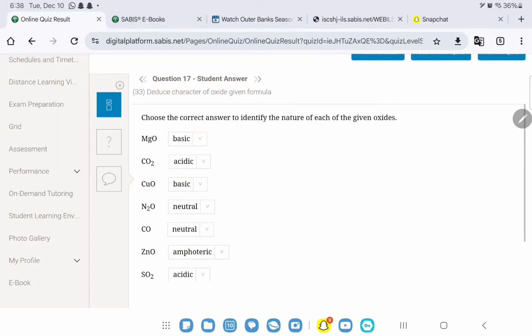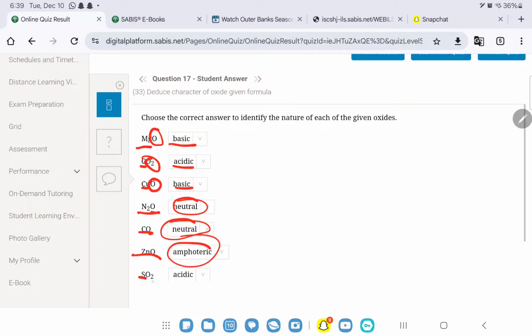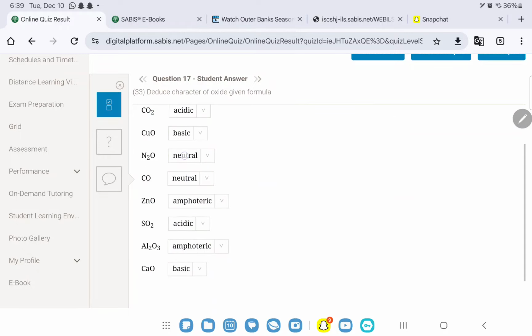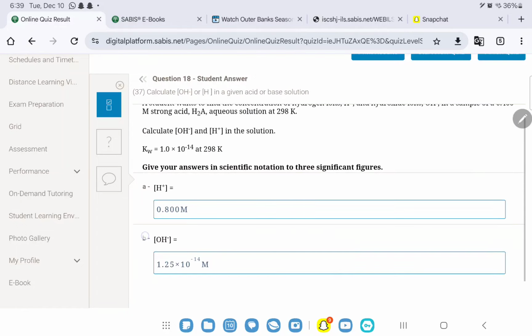Okay, here we have our oxides. Metal oxides are basic. Non-metal oxides are acidic. N2O is an exception, it's neutral. CO is also an exception, it's neutral. ZnO is an exception, it's amphoteric. S, a non-metal oxide, is acidic. Al2O3 is an exception, it's amphoteric. Ca, which is a metal oxide, is basic. Now, let's move on. Last question.